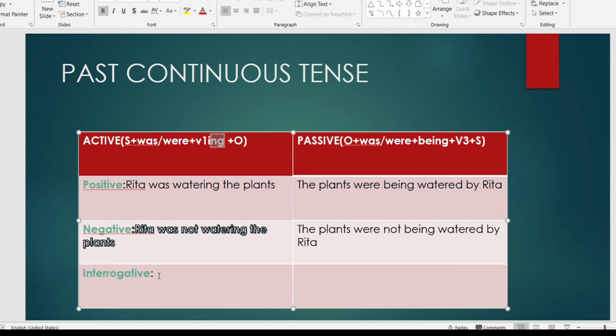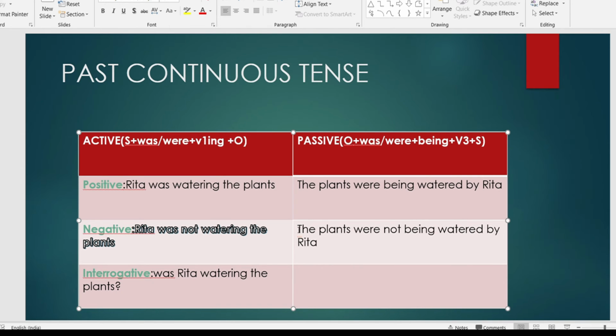Okay, so if we convert this into interrogative, of course the helping verb is going to take the first place. So this will become, was Rita watering the plants? क्या रीता पौधों को पानी दे रही थी? Okay, question mark. Was Rita not watering the plants? क्या रीता पौधों को पानी नहीं दे रही थी?